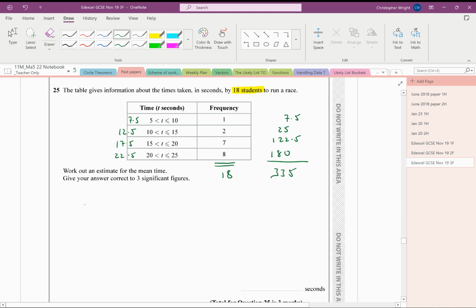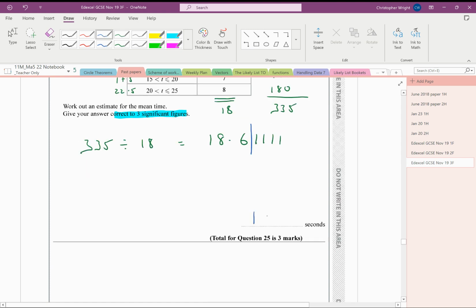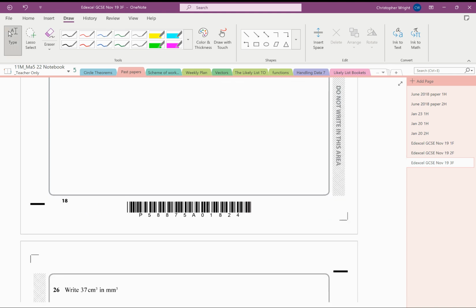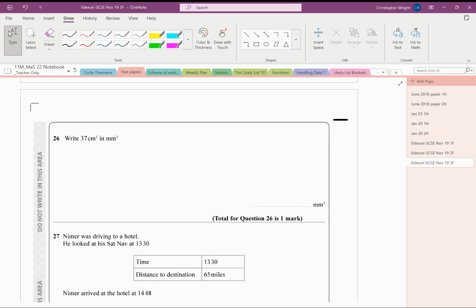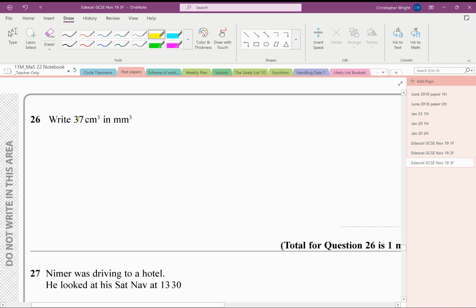So the mean, the average time per person, is 335 divided by 18. And I see that it asks me, by the way, that is 18.61 recurring. And here it says, give your answer correct to 3 significant figures. So there's my cutoff point. So the answer is 18.6.